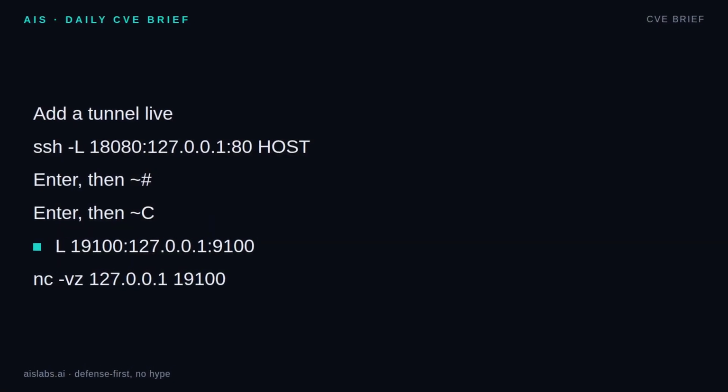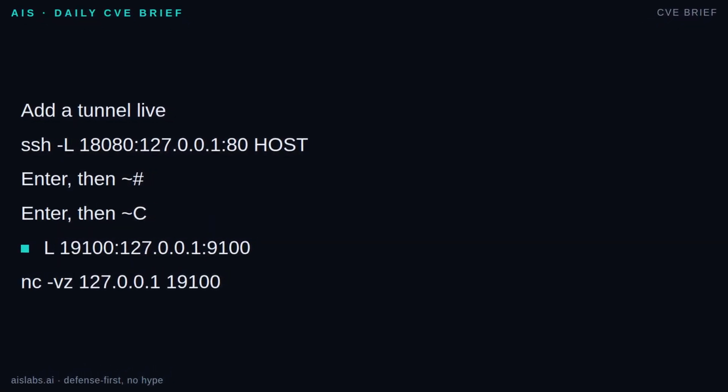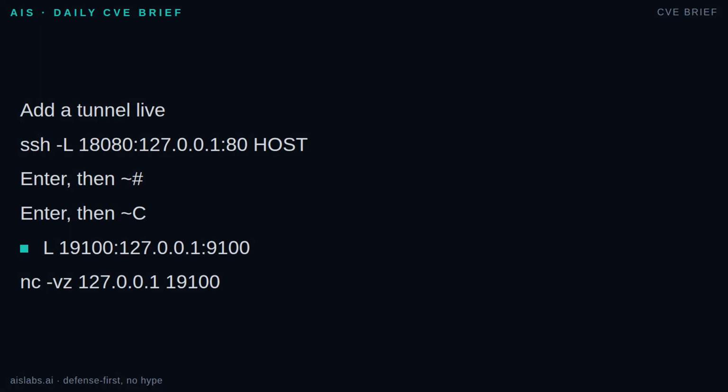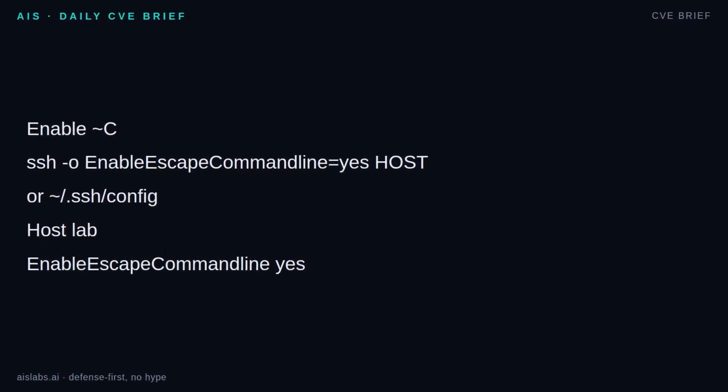Here is a normal admin pattern. You connect to a server and forward local port 18080 to the server's loopback web service on port 80. 10 minutes later, while troubleshooting, you realize you also need the node exporter or another loopback-only service on port 9100. You do not want to drop the shell, lose context, and reconnect. First, press Enter, then tilde hash, and confirm what forwards already exist. Then press Enter, tilde capital C. At the escape prompt, add the second forward shown on screen. From another local terminal, test with netcat against 127.0.0.1, port 19100.